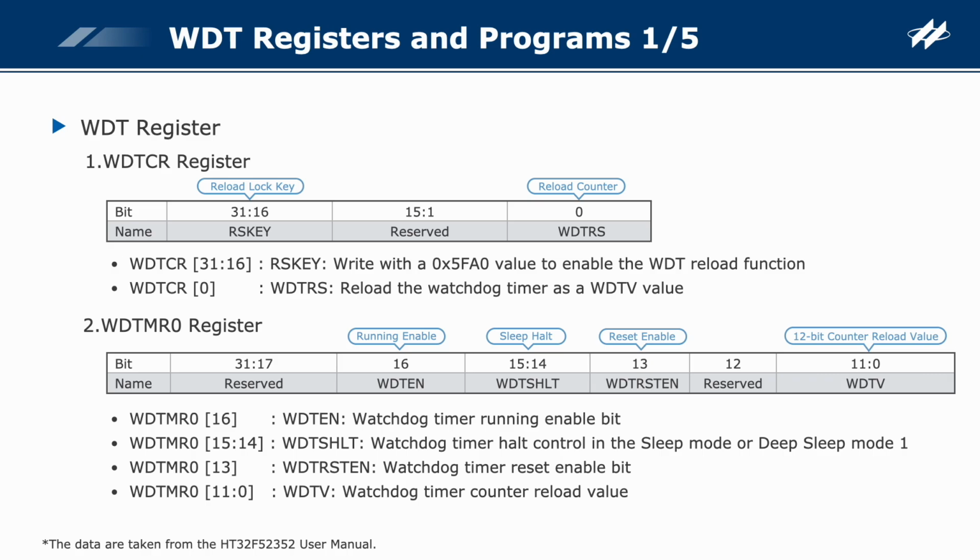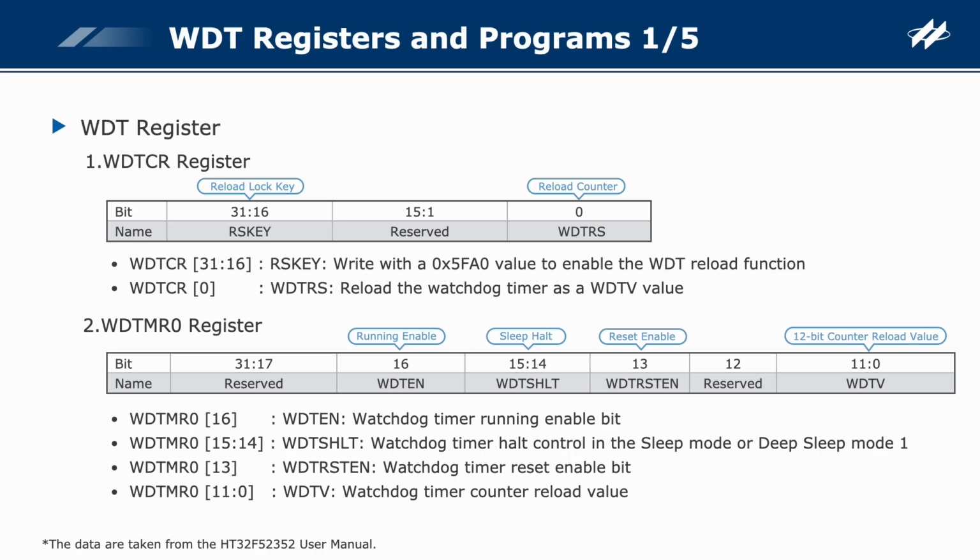The WDT-SHLT bits are the sleep halt configuration bits for the watchdog timer. The watchdog timer stops counting when the WDT-SHLT bits are set in the sleep mode or deep sleep mode 1. The counter value is retained, so that it continues counting after the system is woken up from the sleep mode or deep sleep mode 1.